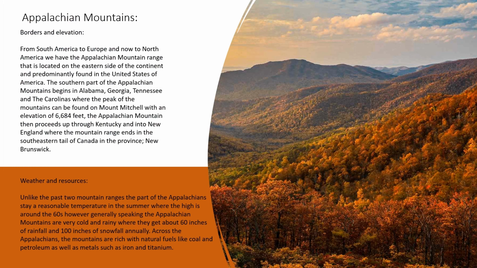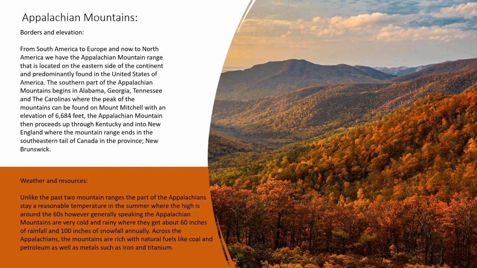From South America to Europe and now to North America, we have the Appalachian Mountain Range that is located on the eastern side of the continent and predominantly found in the United States of America. The southern part of the Appalachian Mountains begins in Alabama, Georgia, Tennessee, and the Carolinas, where the peak of the mountains can be found on Mount Mitchell with an elevation of 6,684 feet. The Appalachian Mountains then proceeds up through Kentucky and into New England, where the mountain range ends in the southeastern tail of Canada in the province New Brunswick.